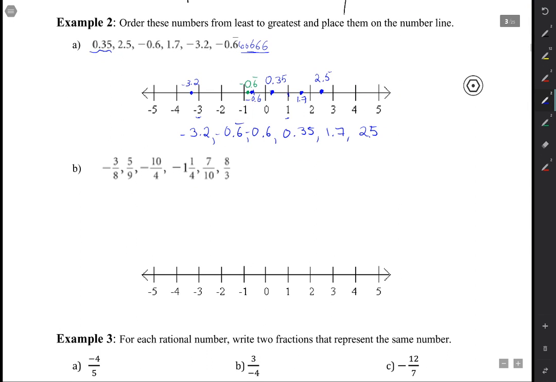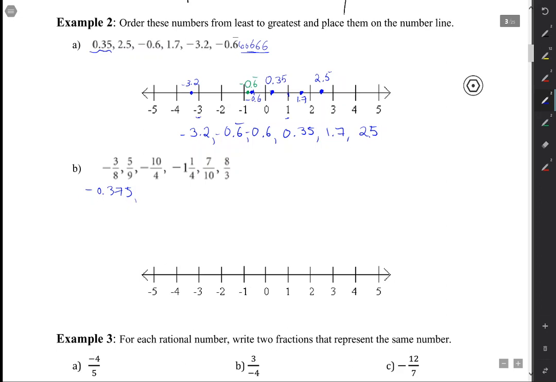Okay, now let's try it again, but this time with fractions. So I highly suggest converting these fractions to decimals. It makes your life a lot easier, but it is a little more work. So for the first one, negative 3 over 8, I'm going to put 3 divided by 8 in my calculator, and I get 0.375.